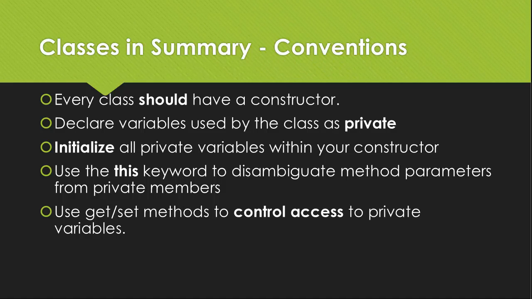If you need to accept parameters in your constructor, and then use the parameters given to the constructor to set initial values on your private members, use the this keyword to disambiguate the method parameters from the private members. And then last but not least, use get and set methods to control access to the private members. You might have some characteristic that you do not want the user to change, so don't implement a set method in that case, only implement a get method.